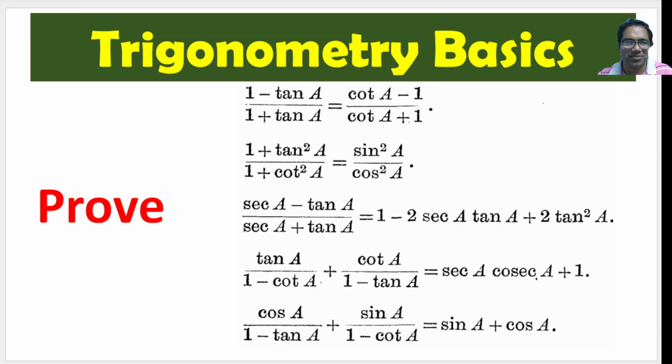Hi friends, let us build some basic statements in trigonometry. We'll use very basic formula here. 1 minus tan a by 1 plus tan a equals cot a minus 1 by cot a plus 1. Basically, we have to convert from tan to cot. What is cot? Cot is 1 by tan a.